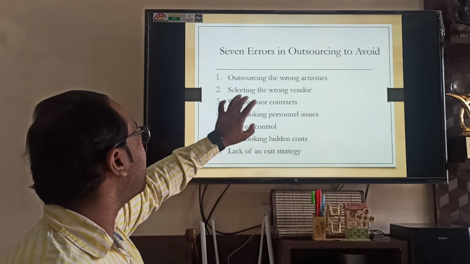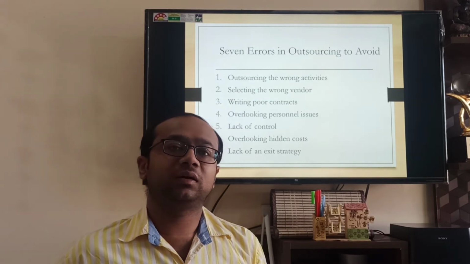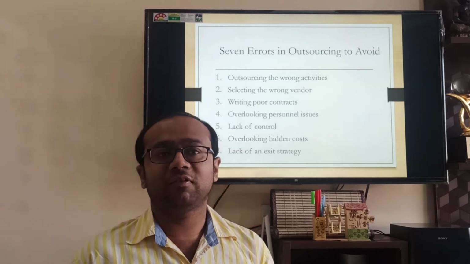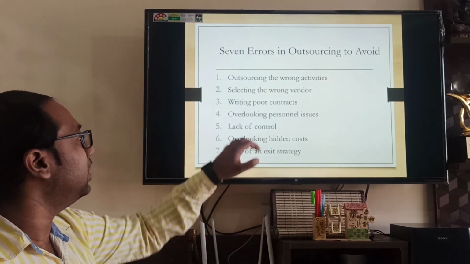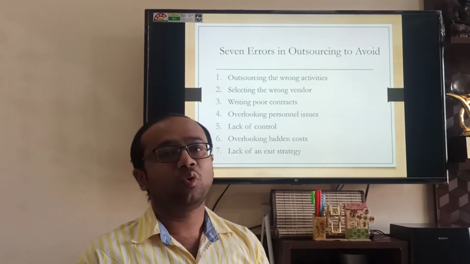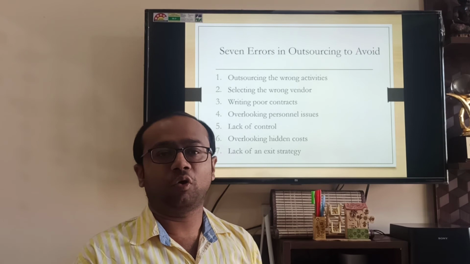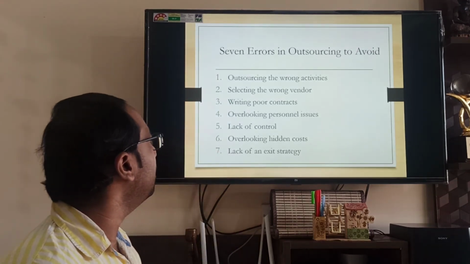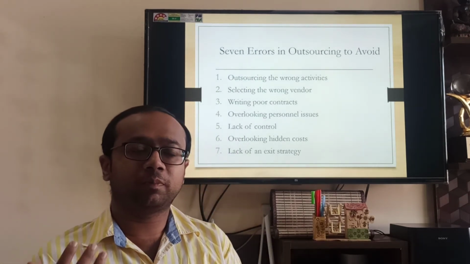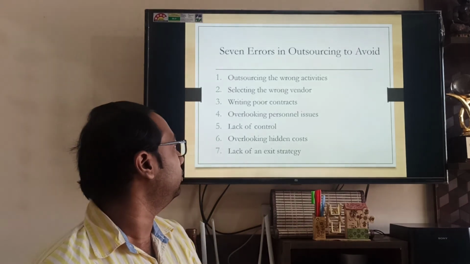Selecting the wrong vendor. Many a times companies are not that specific, or do not spend that time or scrutinize when they choose a vendor, and many times it leads to mistakes. Writing a poor contract. While writing a contract, you should take care of all the terms and conditions, and no poor contract should be written, because tomorrow, because of the lack of particular laws and bylaws, the partner may take advantage. Overlooking personnel issues. Whether they are from the agency partners or outsourced vendor partners, you should take care of those people also as your own people.